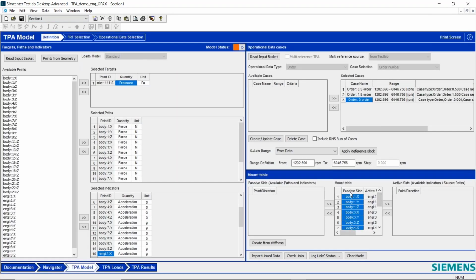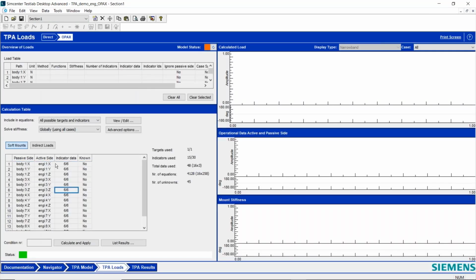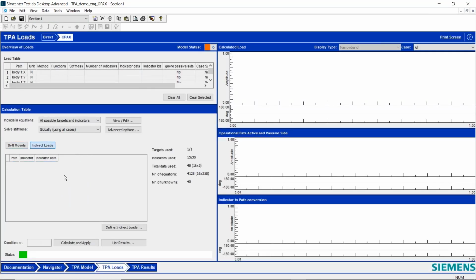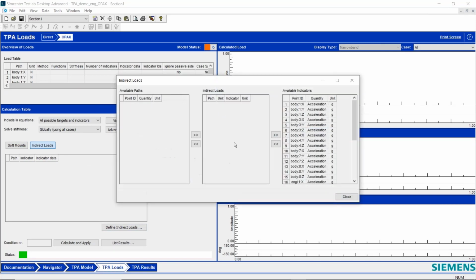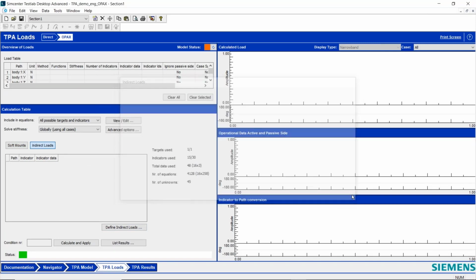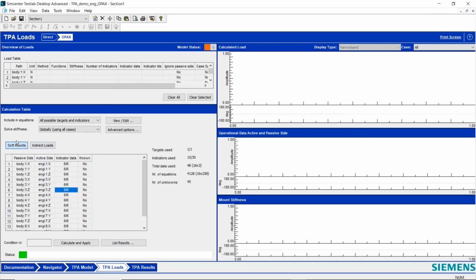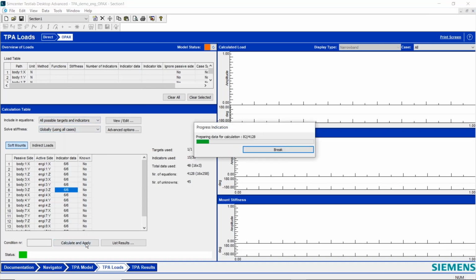So you have to do this for a soft mount OPACS study. And if you had stiff mounts, you would do indirect loads, and you have to basically manually build up this table here. But I'm going to do soft mounts here. And now I'm just going to hit calculate and apply.